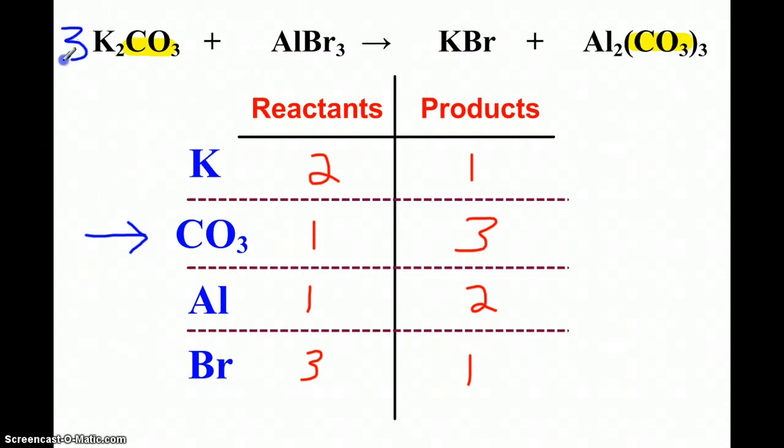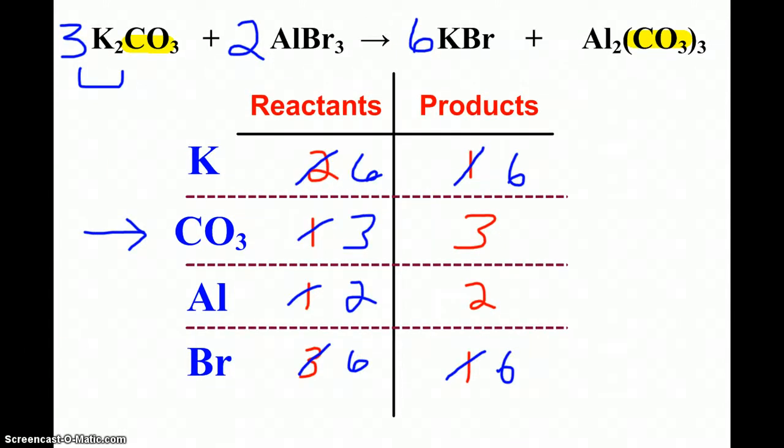So if you took my advice to fix the carbonates first, 3 going out is going to make me put 3 in. That makes 6 potassium, so I'm going to have to put a 6 here. But that makes 6 bromines, so I'm going to have to put a 2 here. That makes 2 aluminums, which is what is coming out. So we see we have everything balanced. 6 potassium in and out, 3 carbonates, 2 aluminums, and 6 bromines.